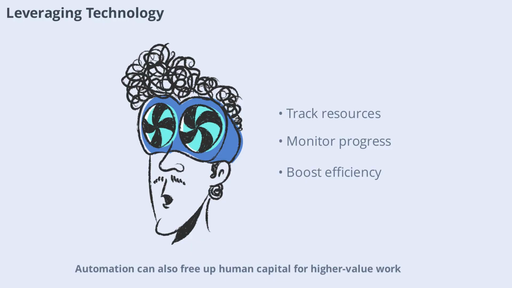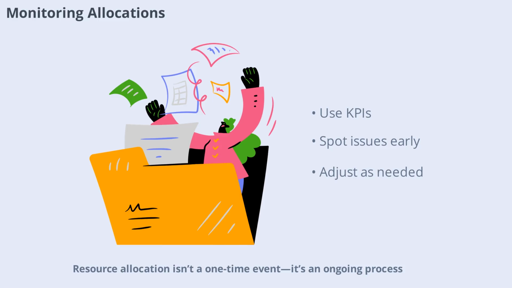Automation can also free up human capital for higher value work. By embracing digital solutions, companies can boost efficiency and stay competitive. Let's now discuss how to monitor and adjust allocations over time. Resource allocation isn't a one-time event, it's an ongoing process.